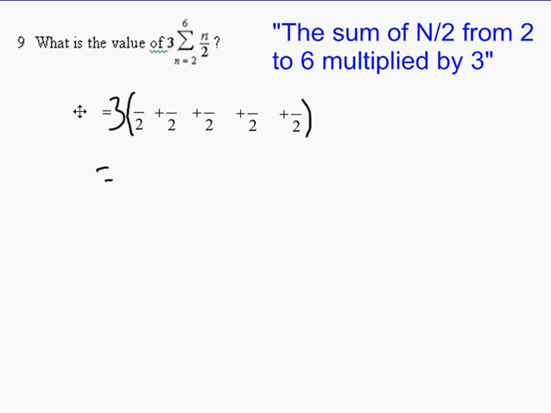So we're going to start with n equals 2 because that's the starting point. Remember, this is where you start, and then that's where you end. So it starts at n equals 2, so this is going to be 2. Then it's going to go 3, 4, 5, and 6.